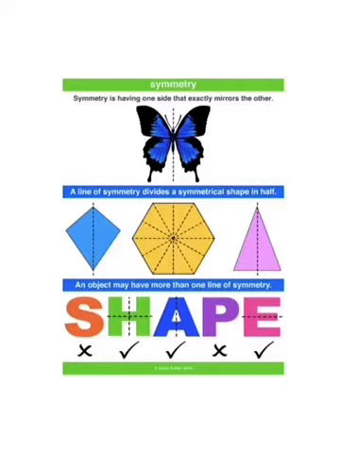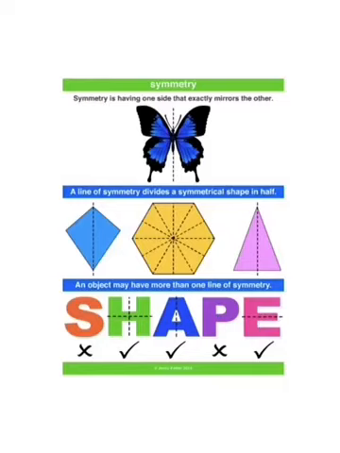Okay, so we're going to review symmetry real quick here. So looking at this picture, symmetry is having one side that exactly mirrors the other. So if you're looking at this butterfly, we can cut the butterfly down the middle, and that is the line of symmetry. We could also fold that butterfly on that line of symmetry, and the two sides would match up and be congruent to each other, which means congruent is same size, same shape. So that is the definition of symmetry.